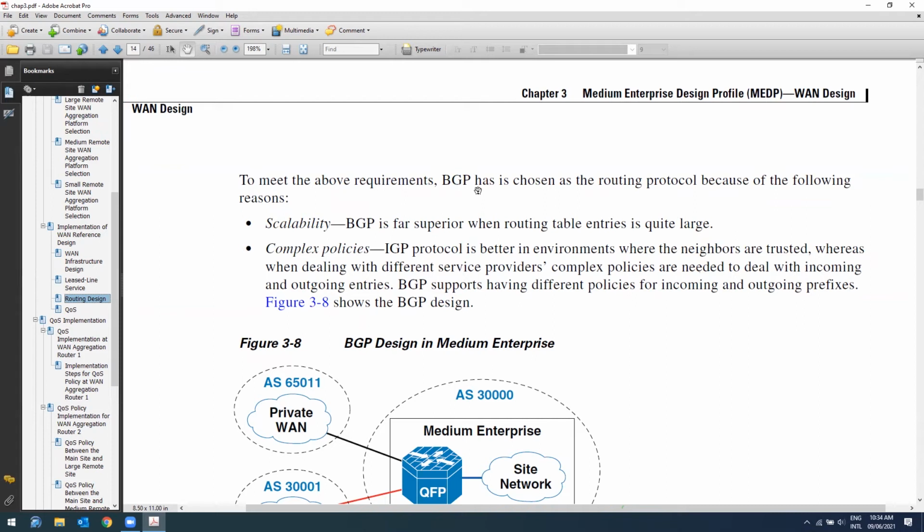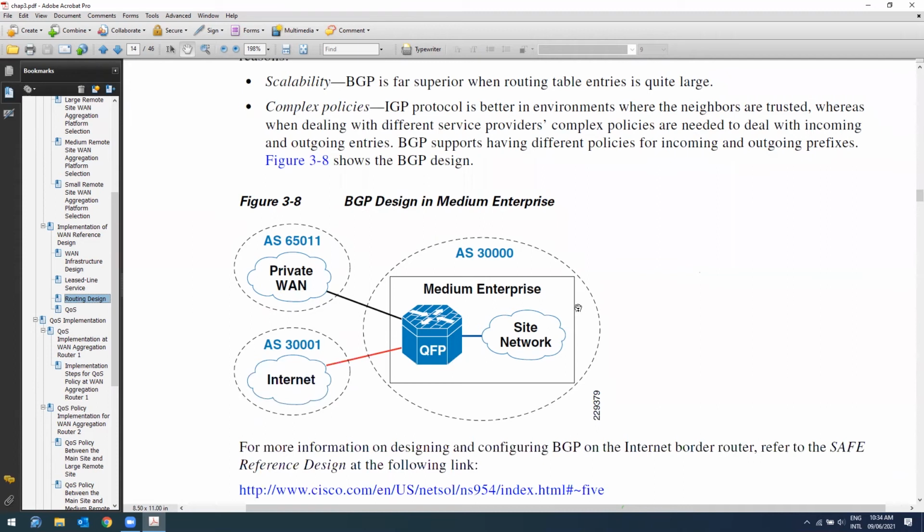Okay, BGP and IGP, those are protocols. Okay, yeah, border gateway protocol, that is BGP, and then there you have a BGP design in the medium enterprise.